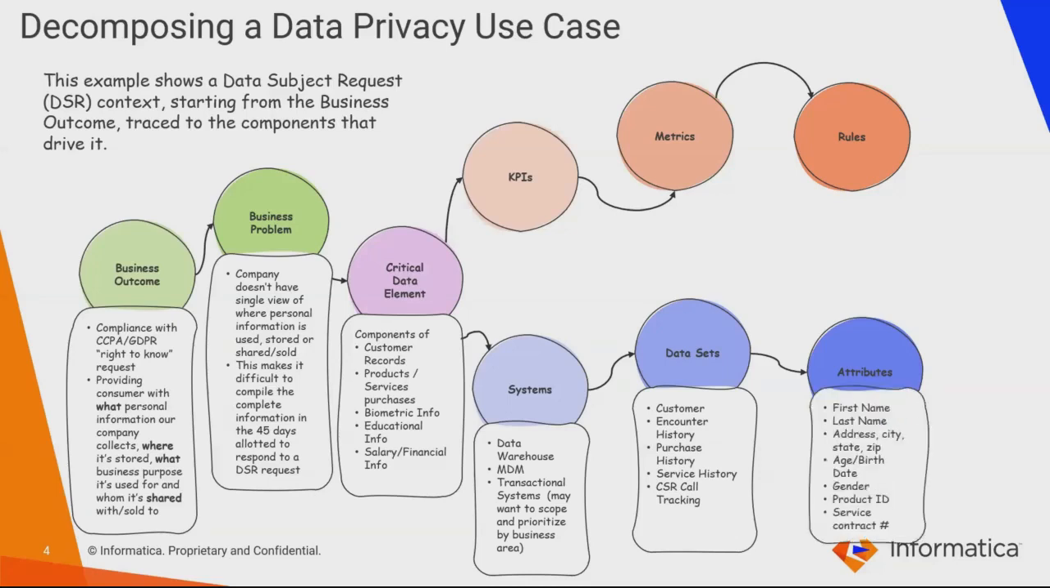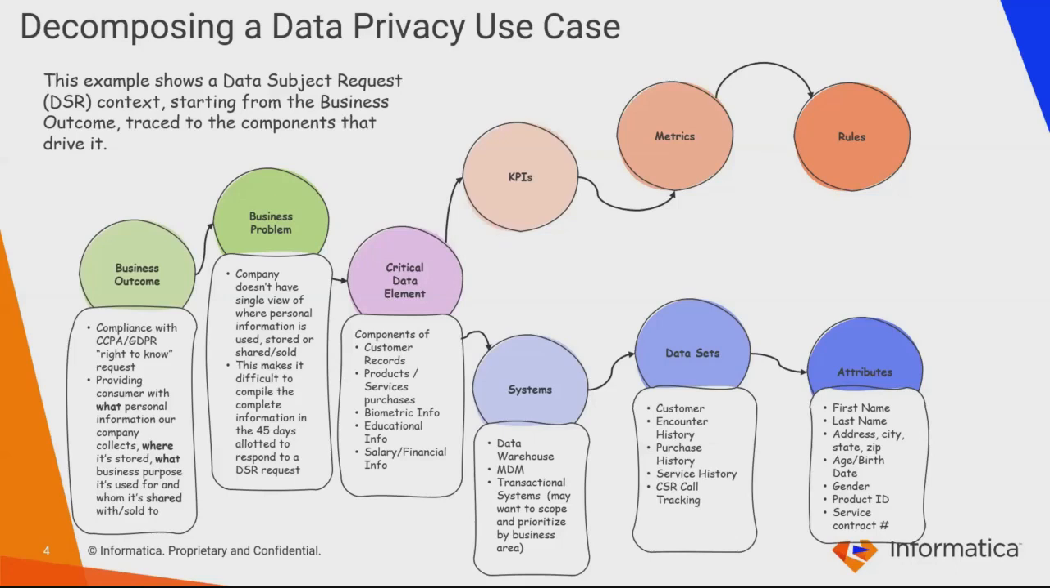Attributes then are within those data sets, so first name, last name, location information, gender, and then things that link back to the person, so product ID, a sale record, maybe a contract. All of these things play into a response to that, as well as other requirements such as a right to be forgotten that we'll talk about later.